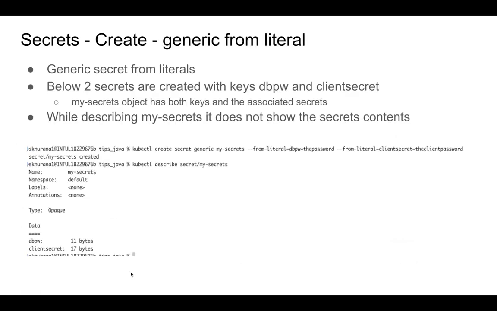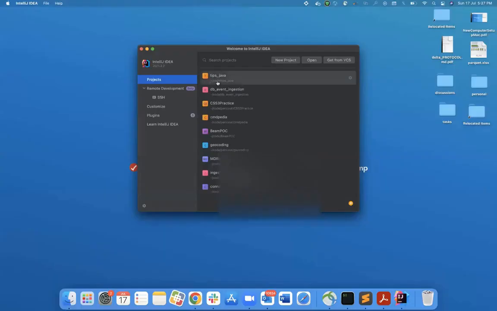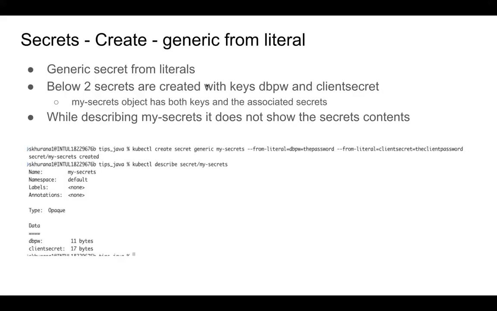So what we are doing is we're going to create generic secrets from literals. We'll create the secrets and we'll pass the secrets to our Spring Boot application, and we'll see the Spring Boot application has taken those secrets. So we'll be creating secrets from Kubernetes, and we'll be seeing the mechanism by which these secrets are injected into the Spring Boot application. I think I opened the Spring Boot application. So this is what we'll do.